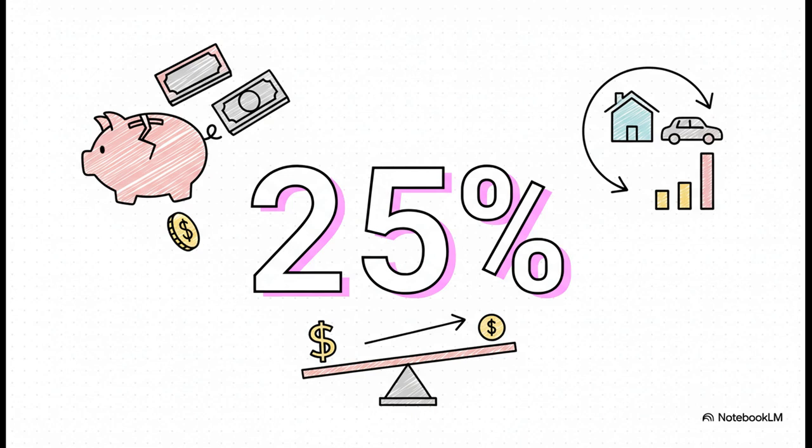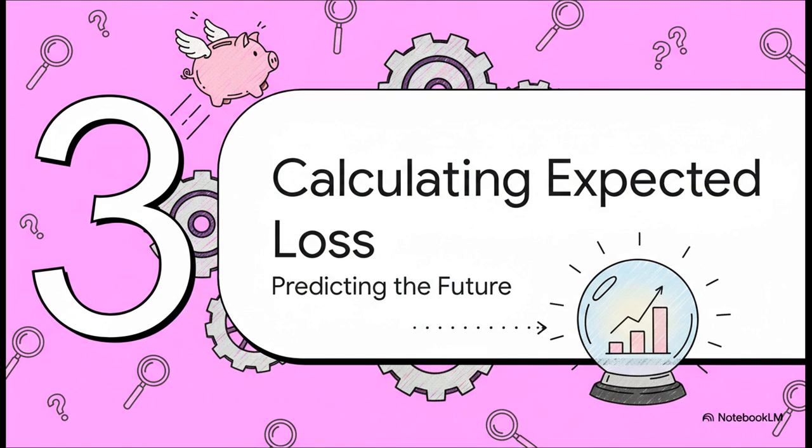That is a huge difference, and it really shows you why having good collateral is so incredibly important. Okay, so now we have the two main ingredients for what happens after a default has already occurred. But the real magic for a bank is being able to predict these losses before they ever happen. So let's get to the final step and see how this all comes together.